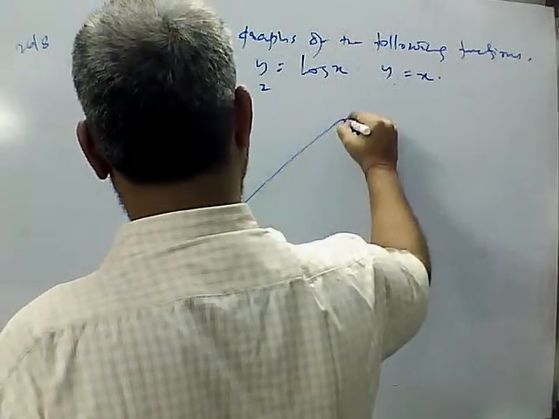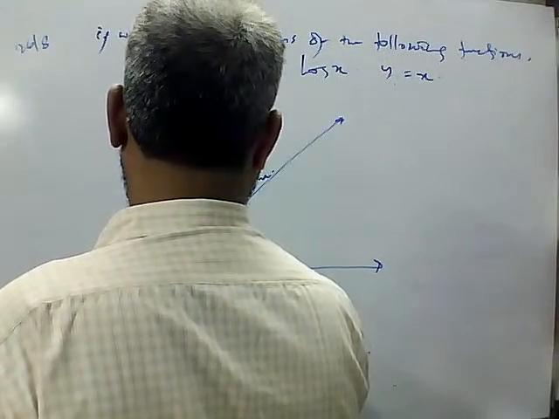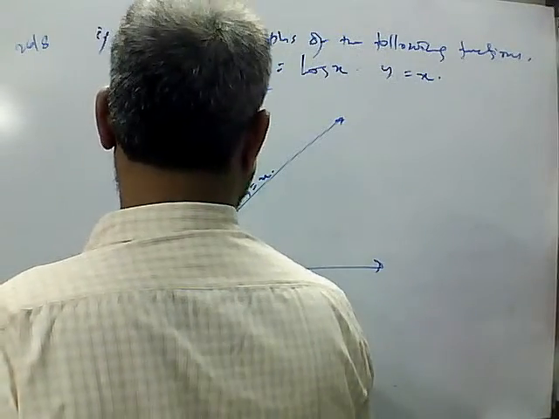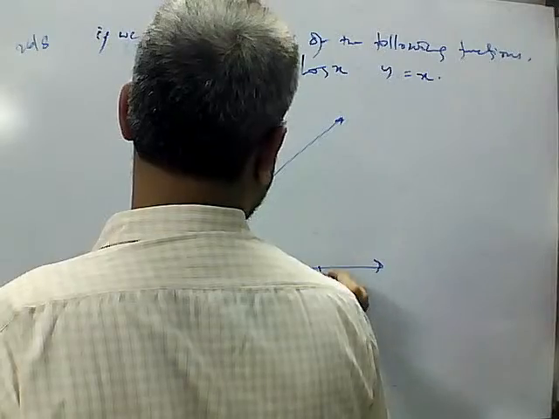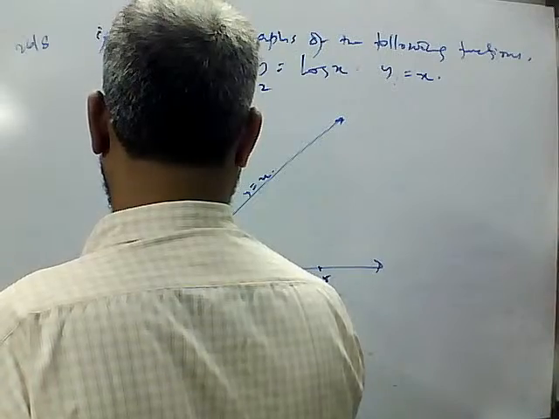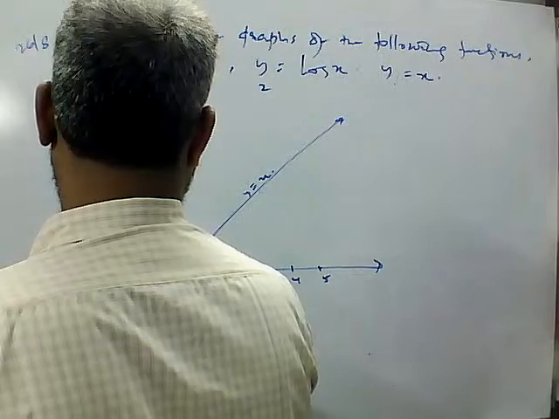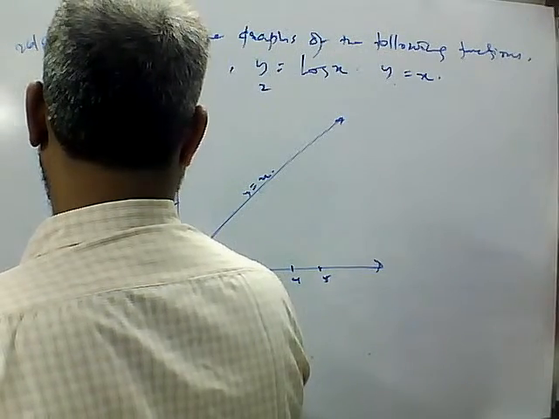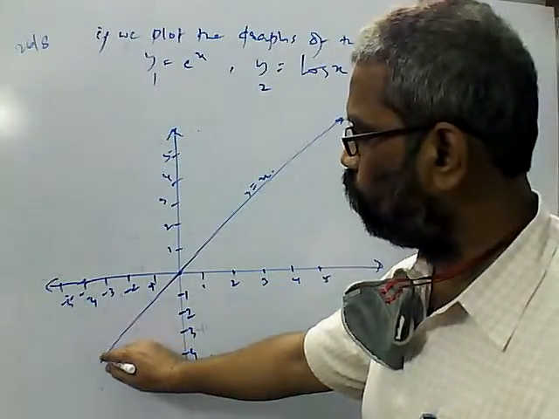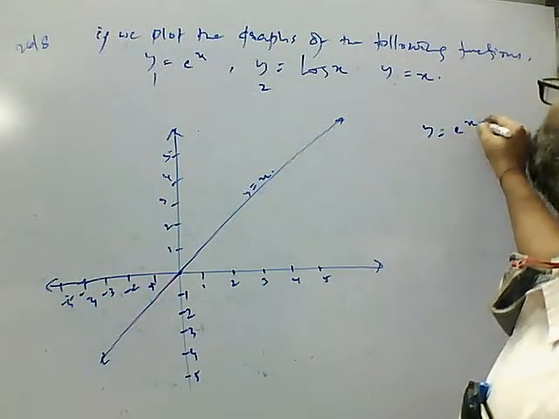y is equal to x will be like this, with positive 1, 2, 3, 4, 5 and minus 1, minus 2, minus 3, minus 4, minus 5 on the axes. So y is equal to x is a graph like this. Okay. Now y is equal to e power x.